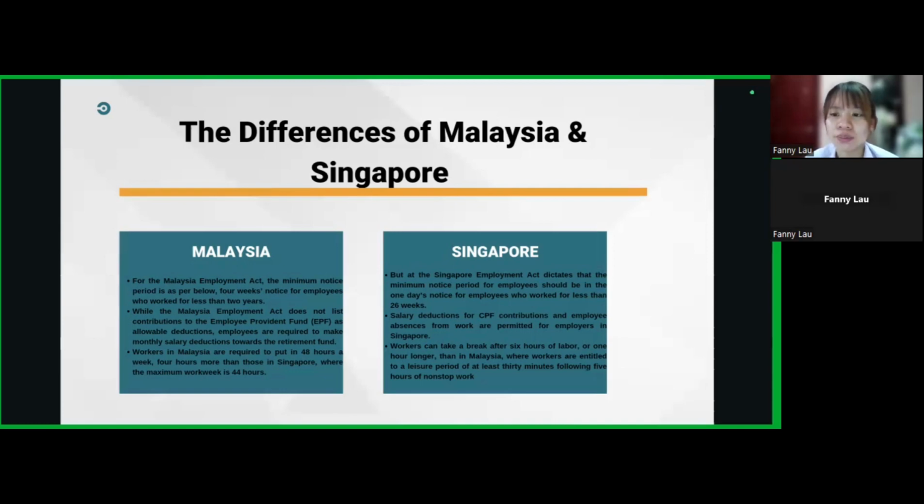Where the workers are entitled to rest periods of at least 30 minutes following 5 hours of non-stop work. So for the sake of their own health, an employee is not permitted to work beyond countless amounts of time. Thank you.